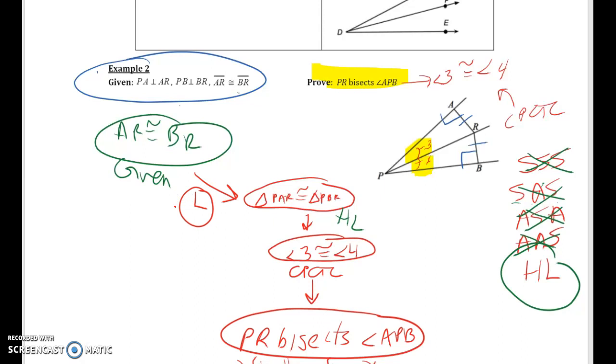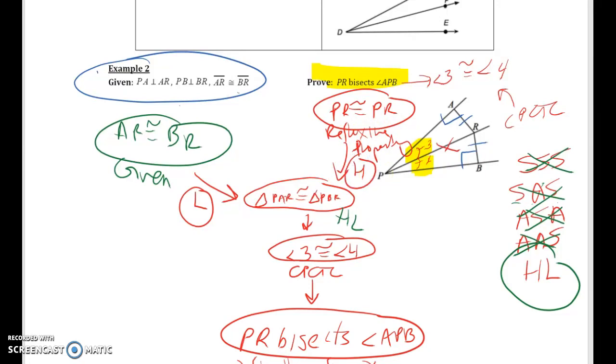Okay. So I notice that PR is the same as itself, and that will be a hypotenuse. PR congruent to PR. Reflexive property. And that gives me my hypotenuse. Now recall that only right triangles have hypotenuses. I have not stated that these triangles are right triangles, so that's what's going to come next.